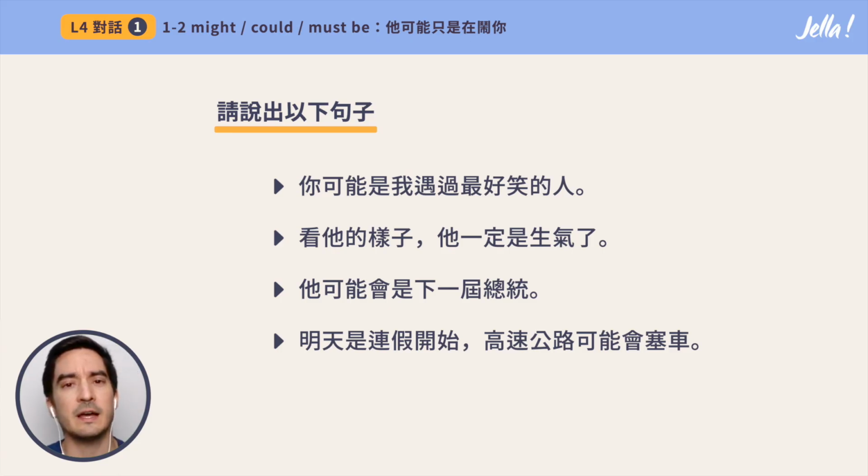And people will argue which is more. So some people think that might is stronger. Other people think could is stronger. But in reality, they're kind of the same. Might and could are almost the same meaning, right? So here in this sentence, I used might because I'm comfortable using might a little bit more. You might be the funniest person I've ever met. You could also use could. You could be the funniest person I've ever met. Whatever feels more natural for you. Don't worry about the difference, okay?